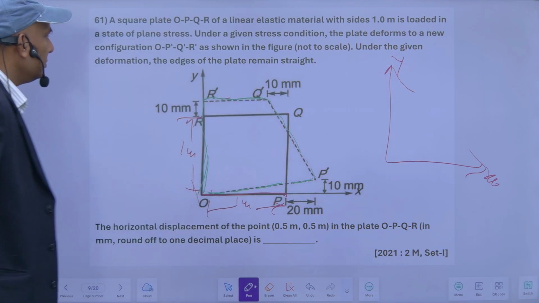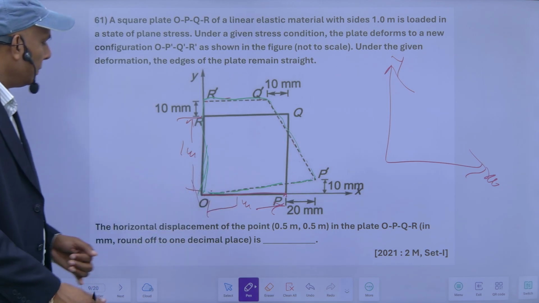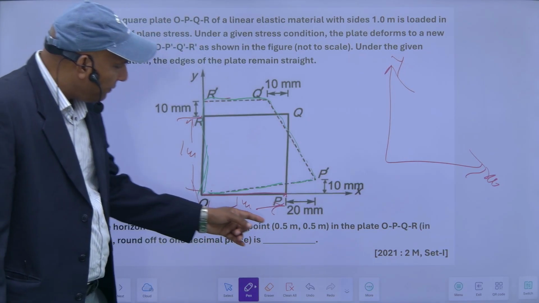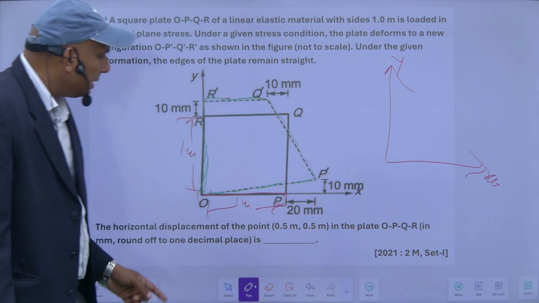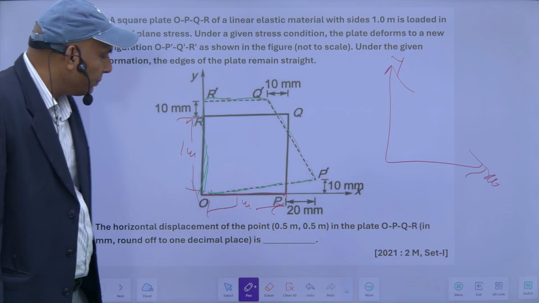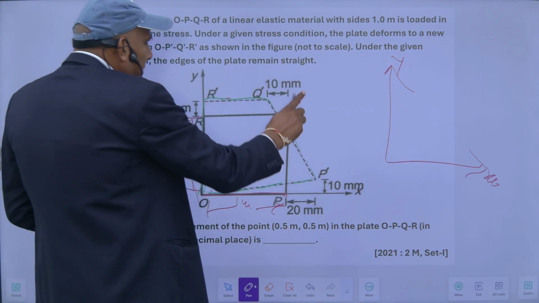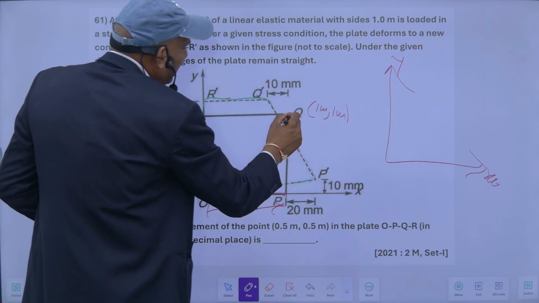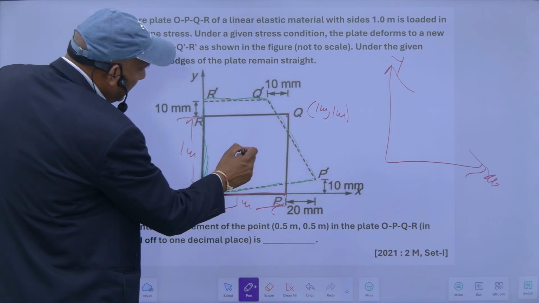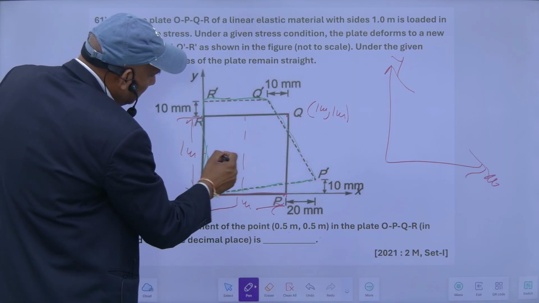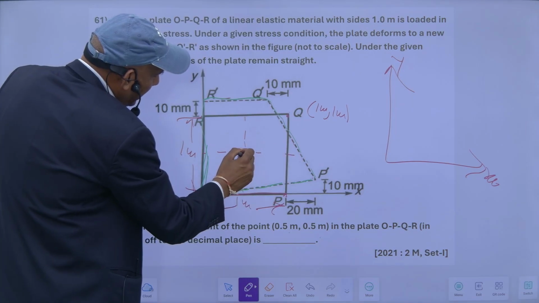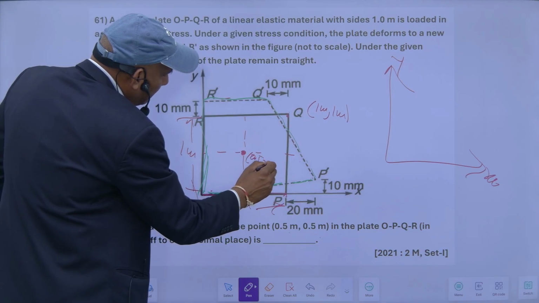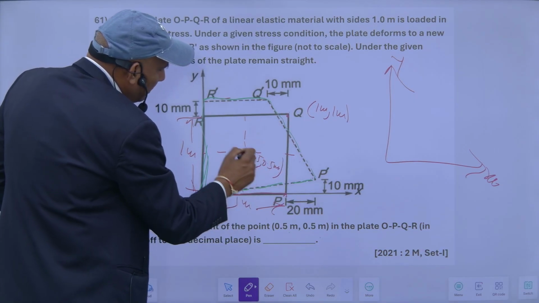These also remain straight after the deformations. The horizontal displacement of the point 0.5 mm and 0.5 mm means a point having a coordinate of this one. So this is 1 meter, 1 meter. So the coordinate of Q is equal to 1 meter, 1 meter, x and y, and the coordinate of this point is 0.5 mm. So this is the coordinate of this point.